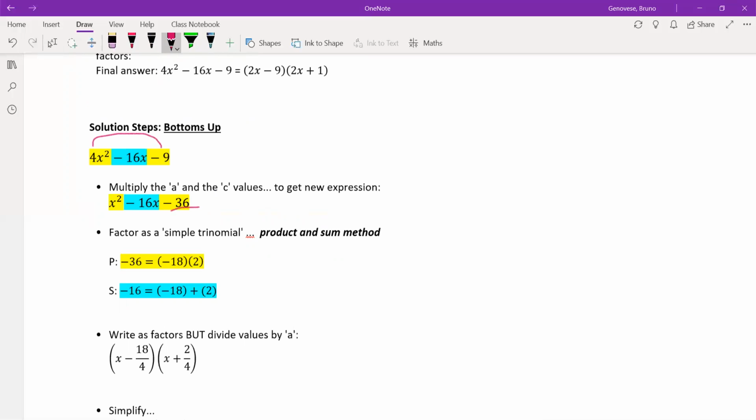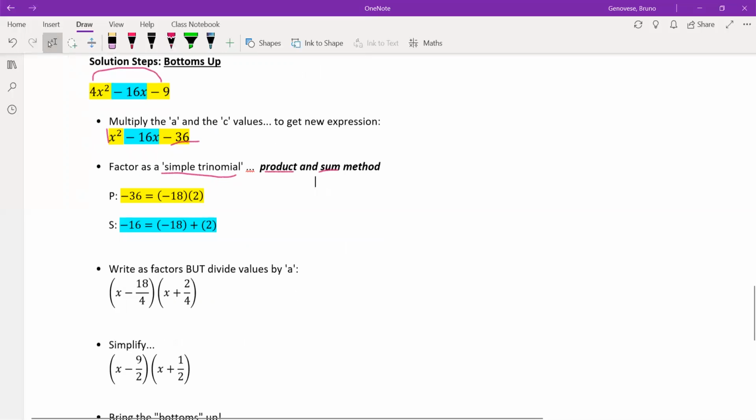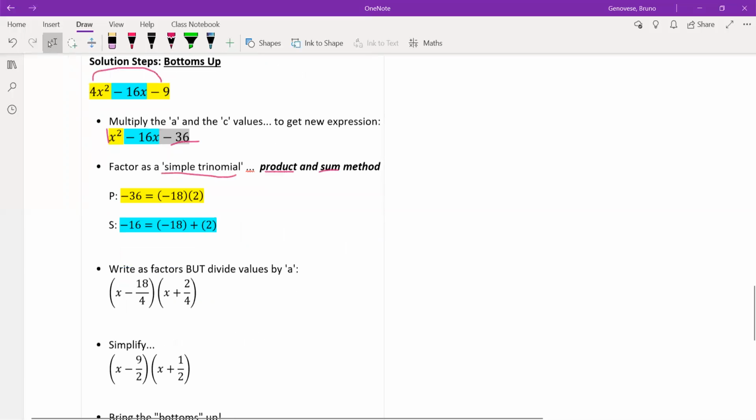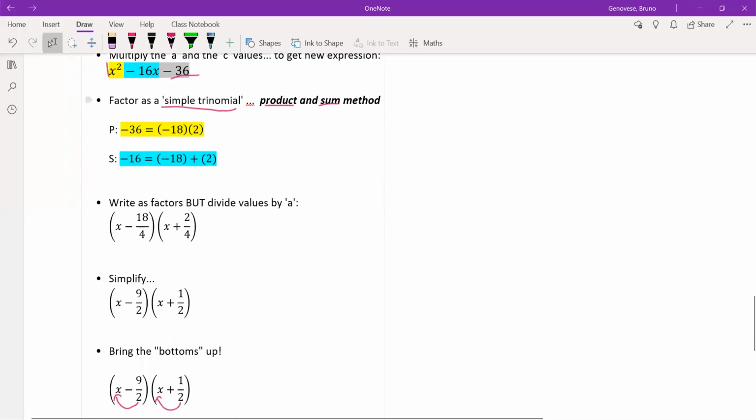So what you're doing is you're rewriting it so that the lead coefficient over the a value is a 1. Why do you want to do that? So you turn it into a simple trinomial, and then you can use your product and sum techniques. And that's kind of handy because most students are okay with that. So you want 2 numbers that multiply to negative 36, but add to negative 16. After a little bit of thought and trial and error, these are the pairings that you should come up with. So the 2 numbers that multiply to negative 36, negative 18 and 2, and the same numbers add to negative 16.